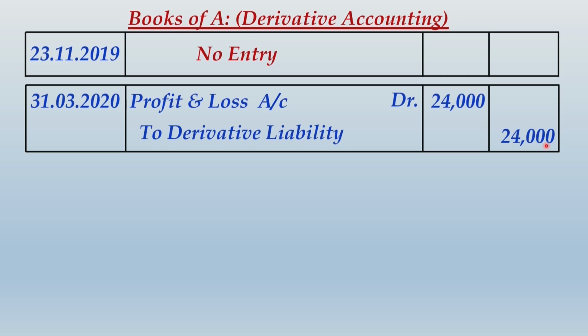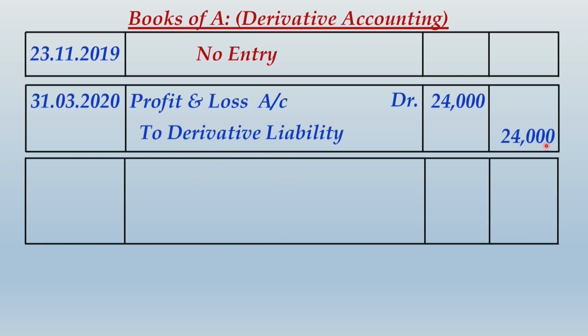Now let us arrive at the settlement date, that is on 30th June 2020. What will happen on this date? First of all, the market price on this date has become rupees 170. So from this date to this date, the increase in market price is by rupees 16, correct?